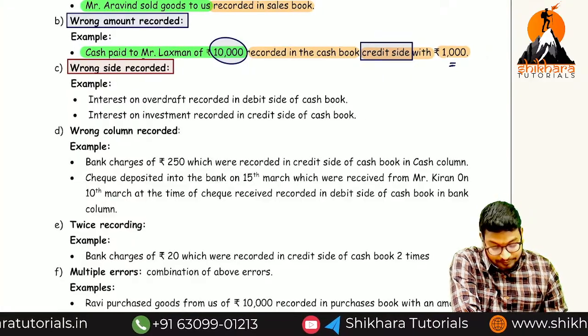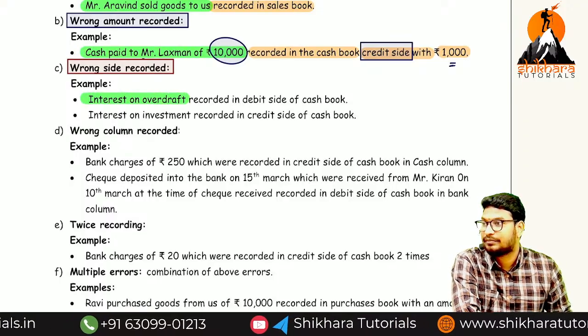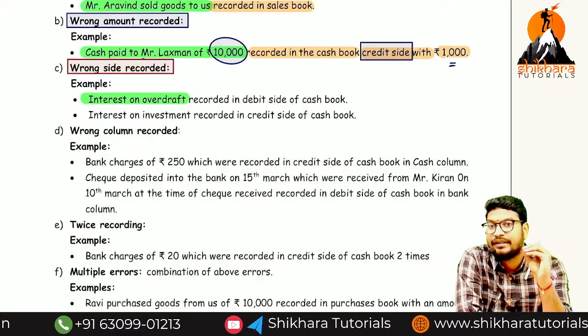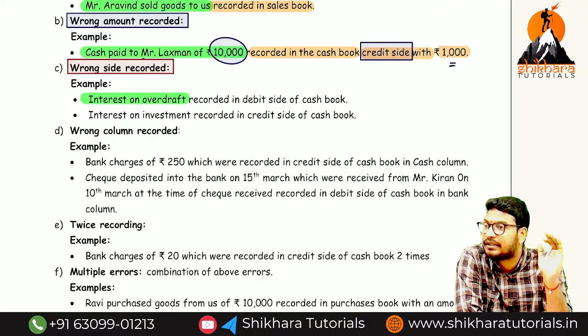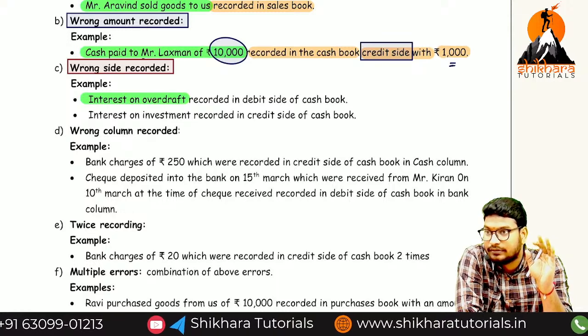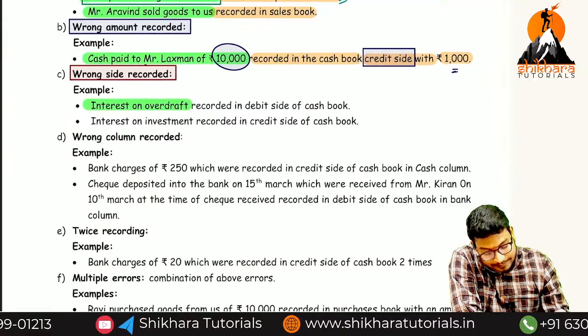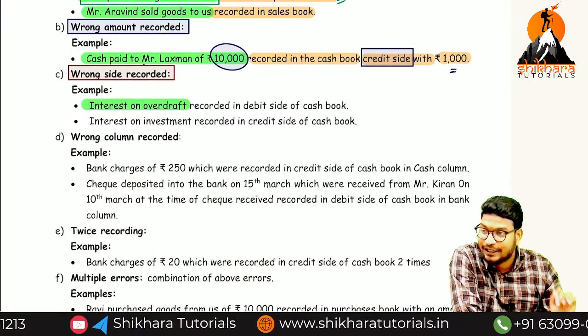Identify the correct asset first. Interest on overdraft. This is the actual transaction. Interest on overdraft means it is a payment, it is not a receipt. First of all, do you know the overdraft? What is the meaning of overdraft? It is a liability only. What is the actual meaning?